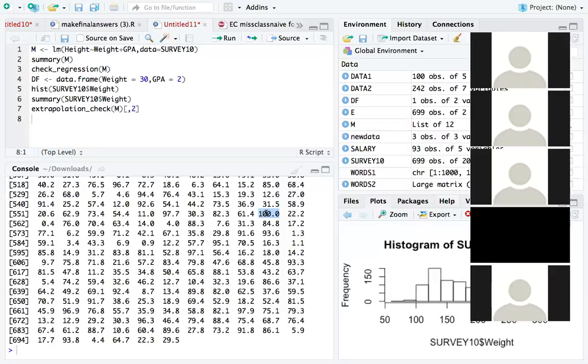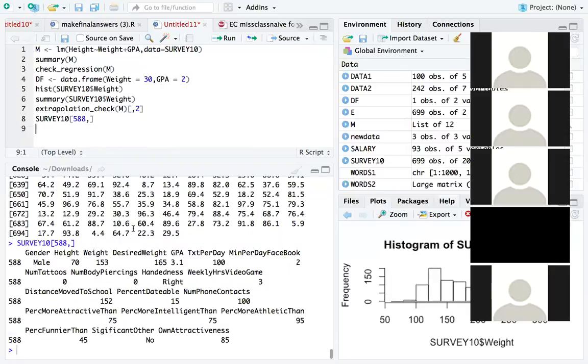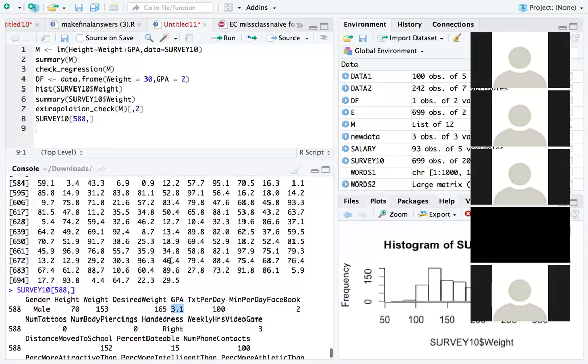This is the most extreme observation. It is the furthest away from the mean of all the values. Anything near 0 is actually very average. So we could count here 84, 85, 86, 87, 88. And let's go ahead, and I want to see something real quick. If we go to survey, and let's go inside of here, and I said 588, right? So this is row 588, and I want to see what this person had for values. We're using weight and GPA. This is a male who's 153 pounds with a 3.1 GPA. That's about as average as you can get, it seems, for weight and GPA.